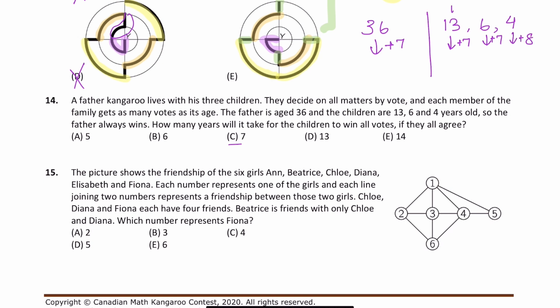We want the kids to win, right? So let's see how we can do that. 13 plus 7 is 20. 6 plus 7 is 13. 7 plus 4 is 11. And 36 plus 7 is 43. So let's add this. 20 plus 13 plus 11 gives me 44. And that's just enough votes for them to win if all of them agree. Awesome.